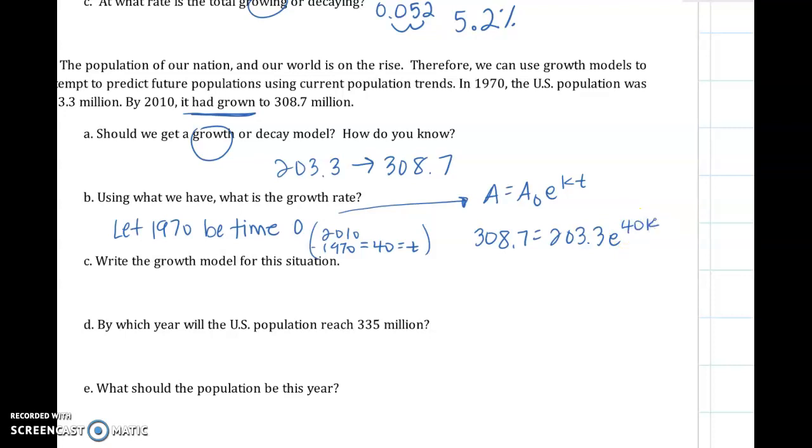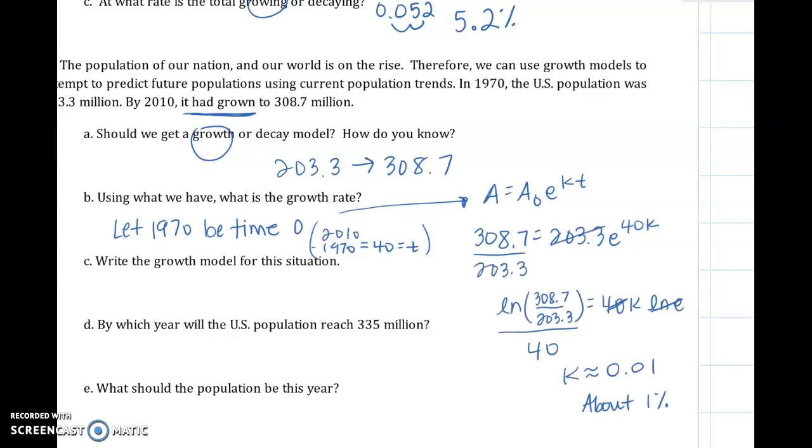Take a moment, pause the video, and try to solve this equation using logs. Then check your work with mine. You isolate the piece with the exponent and take the log of both sides to solve for k. You get 0.01. So moving on to C, we're going to use that for the growth model of this situation. I'm going to write an equation for this context. It's going to be A equals, and since 1970 is my starting point, 203.3, which was the population, will be my principal value. e to the 0.01t is the equation that we can plug into. Okay, so we're going to use that.